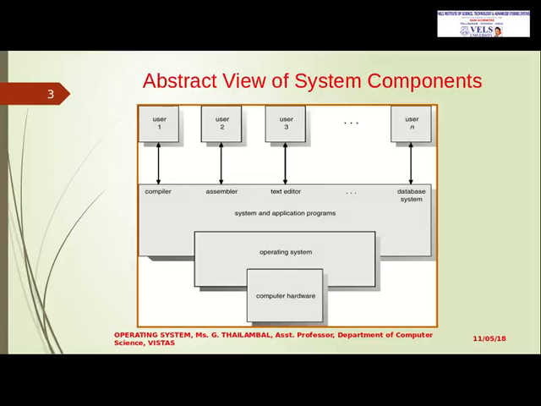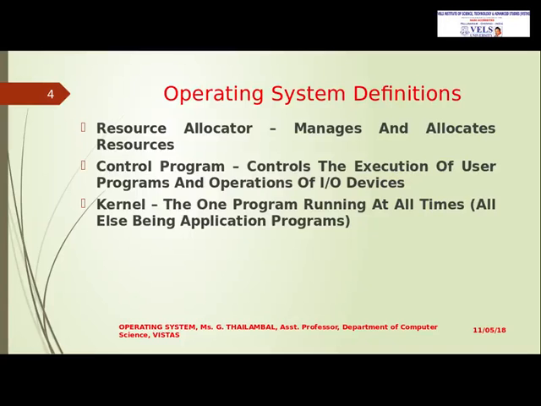You can see that the operating system lies between the computer hardware and all the users. Many users can use this computer hardware and the operating system, and the user may be using any system programs or application programs. The assembler, compiler, text editor and database systems are called system programs. Word, Excel and PowerPoint are called application programs. The user may be using any of these programs.